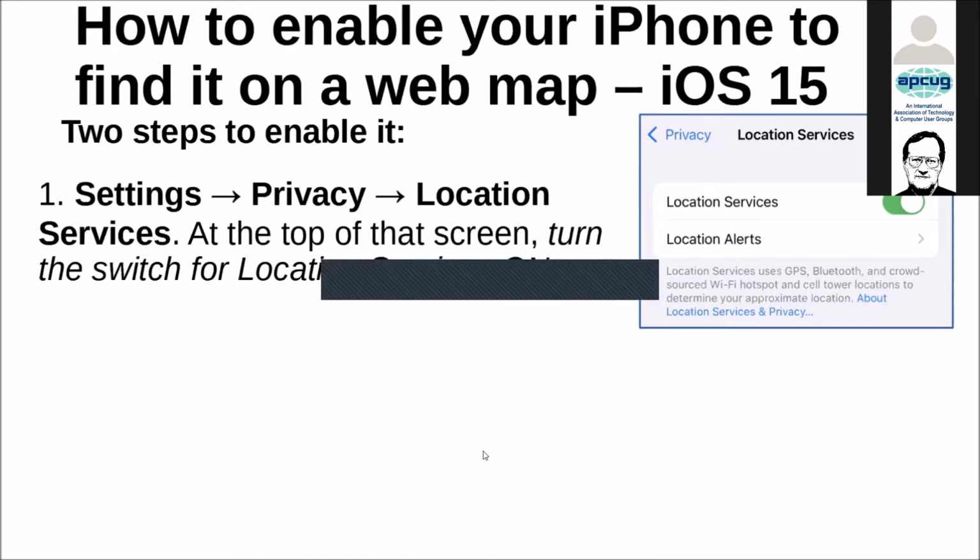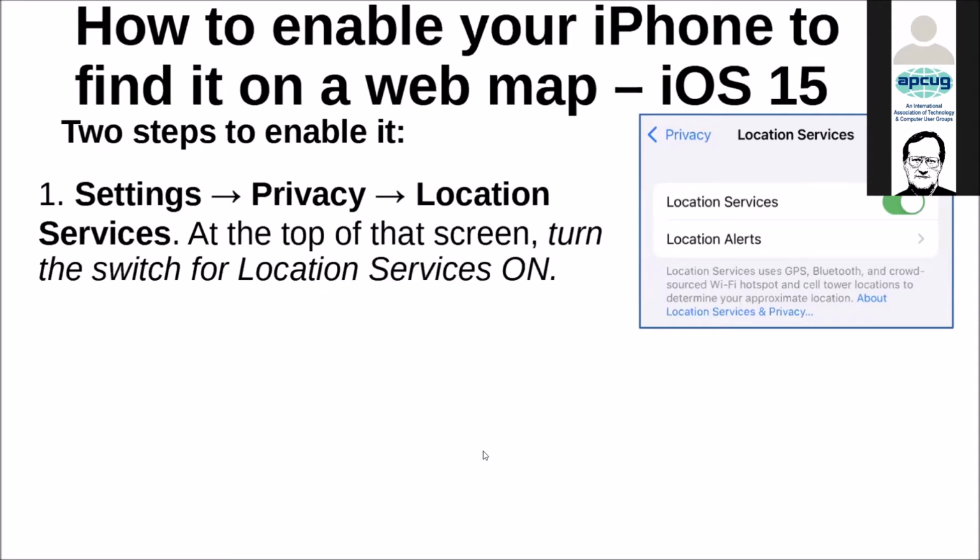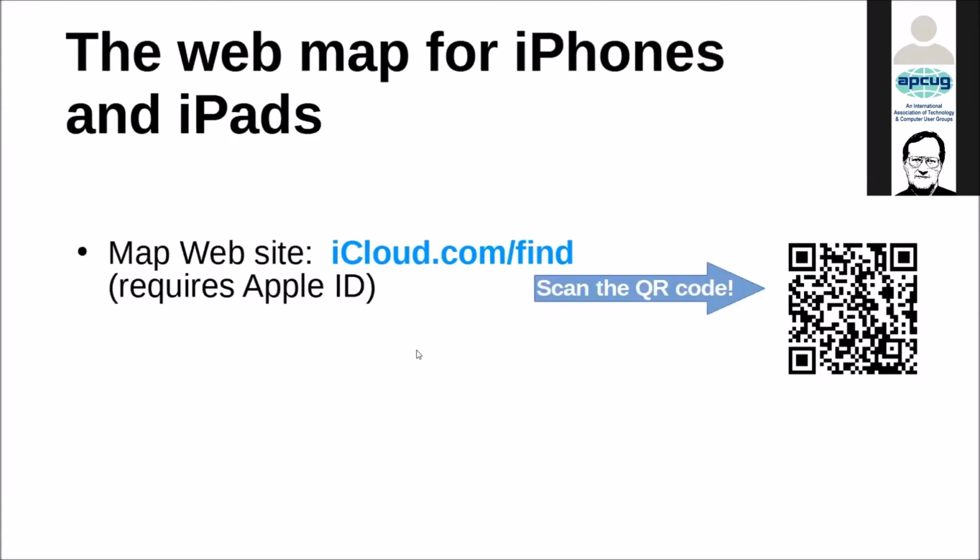Like Android, there are two steps in settings to prepare your phone to be found. The first step is go to Settings app, tap on the Privacy heading in the main screen of the Settings app, and then in the Privacy screen, tap on Location Services. At the very top of the Location Services screen, there is a switch to turn on Location Services. Turn that switch on. Okay. Oops, I went too far.